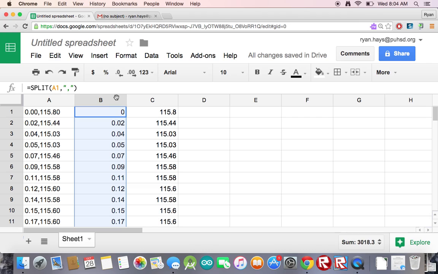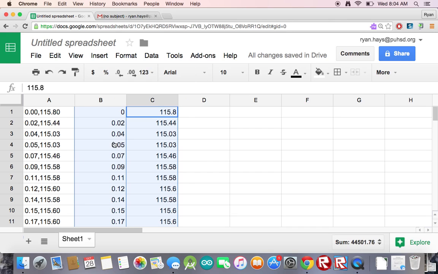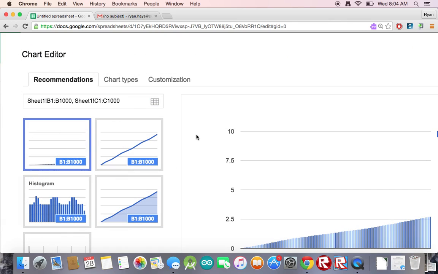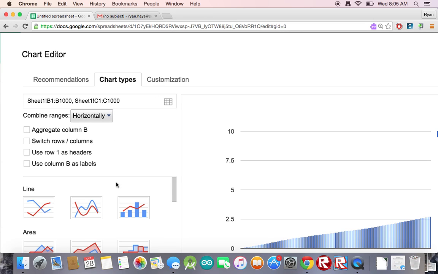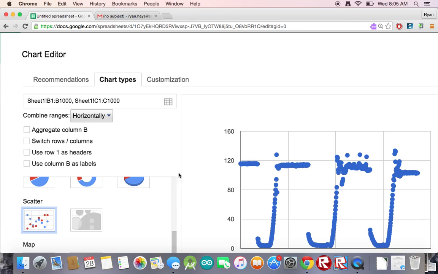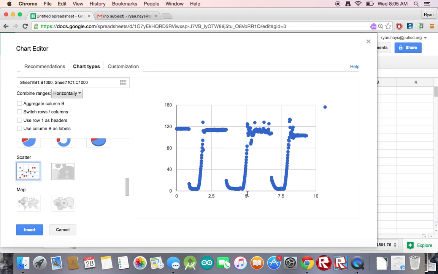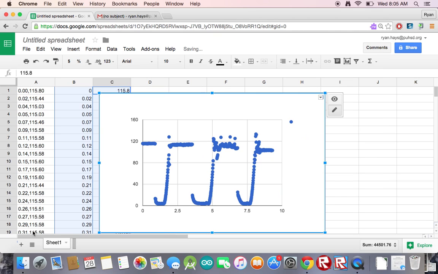column. Once you do that, you need to graph the entire column. So click B and then hit Control and C, and now you can highlight B and C columns all together. Insert a chart. Click scatter, always. And there is our graph.